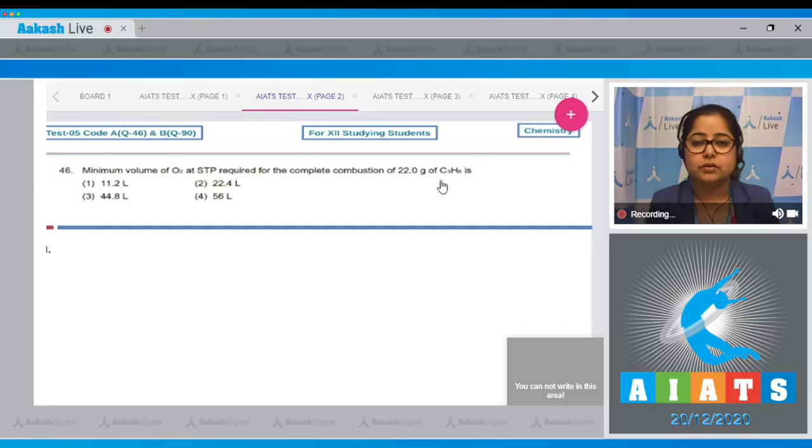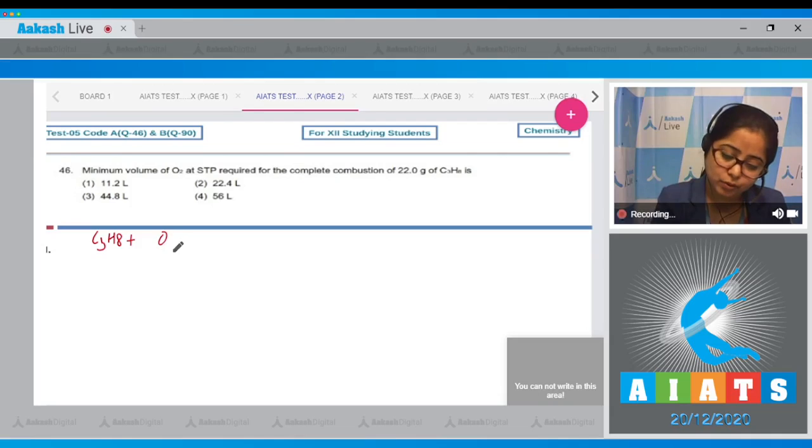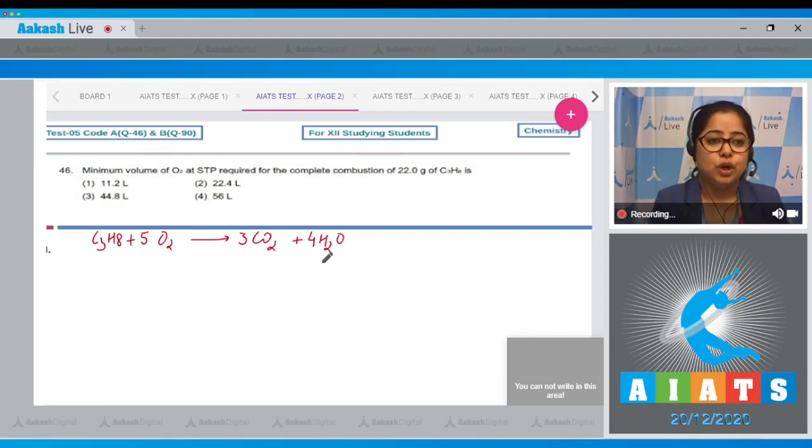which is propane, is. So student, first of all, I'm writing the balanced reaction for the combustion of propane, which is C3H8 plus O2 gives CO2 plus H2O. Here 5 moles of O2 are required, which gives 3 moles of CO2 and 4 moles of H2O. So here we are given 22 gram of propane. So let's calculate moles of propane.